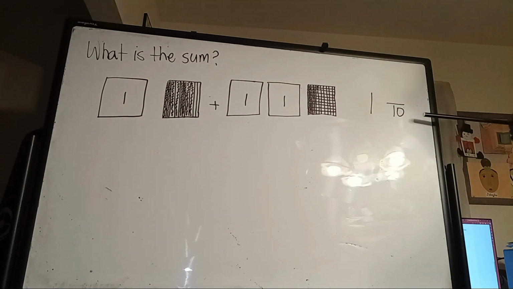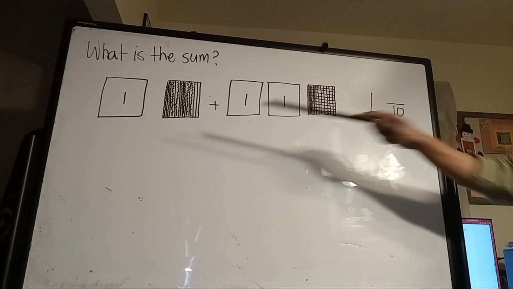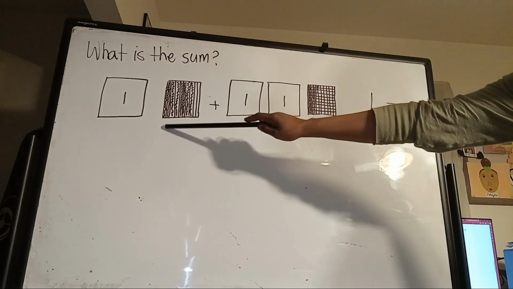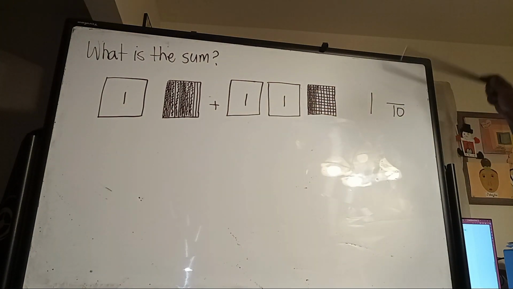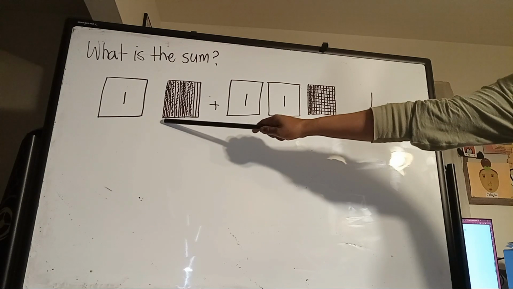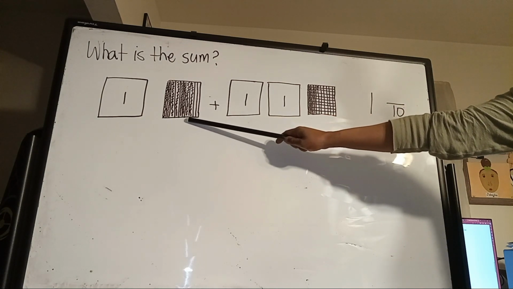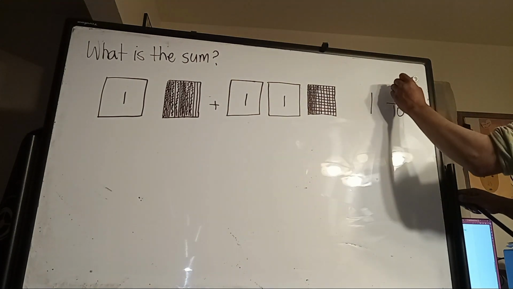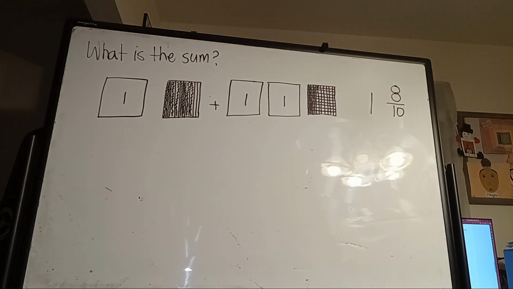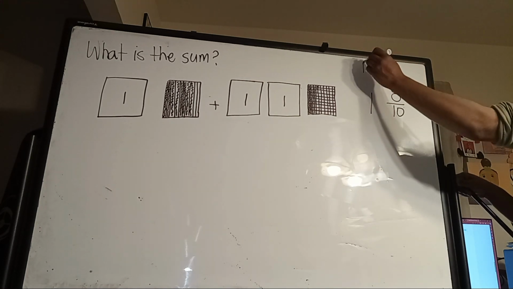Secondly, remember denominator is total parts. Total parts are 10. But how many are shaded is for our top number, the numerator. So how many shaded? 1, 2, 3, 4, 5, 6, 7, 8. We have 8 shaded. So that means this diagram equals this mixed number, 1 and 8 over 10.